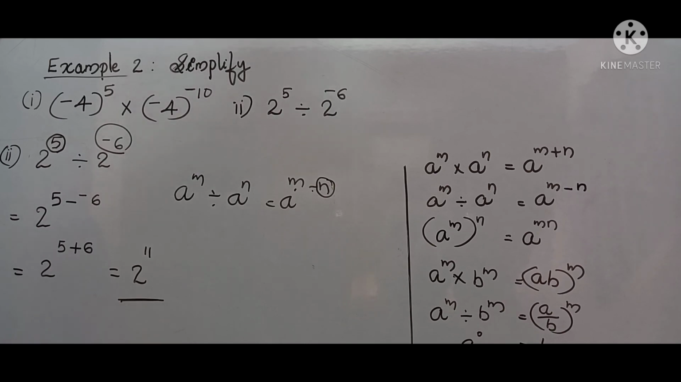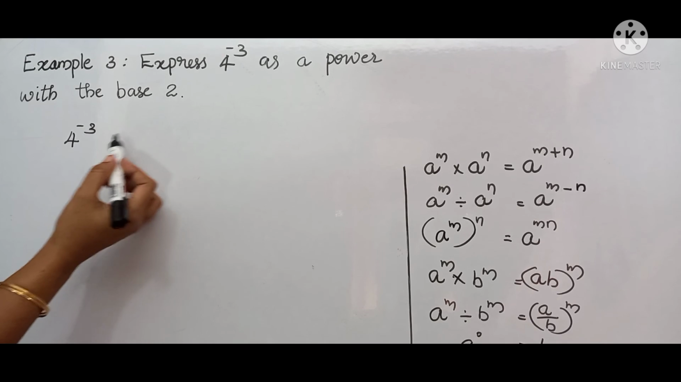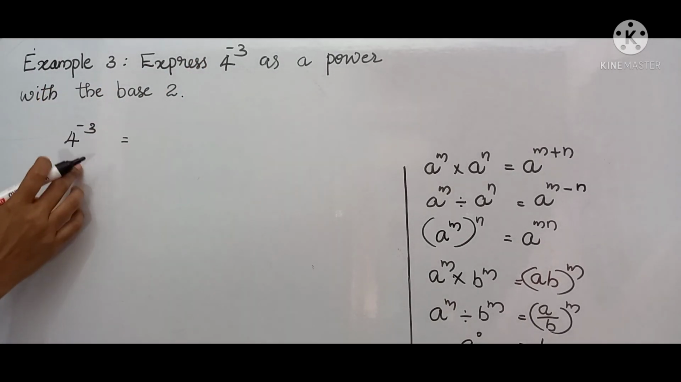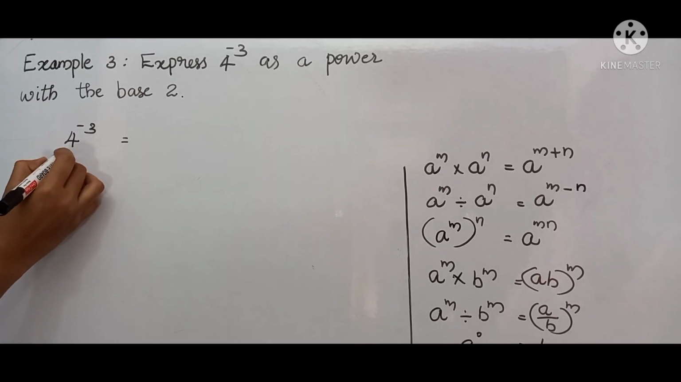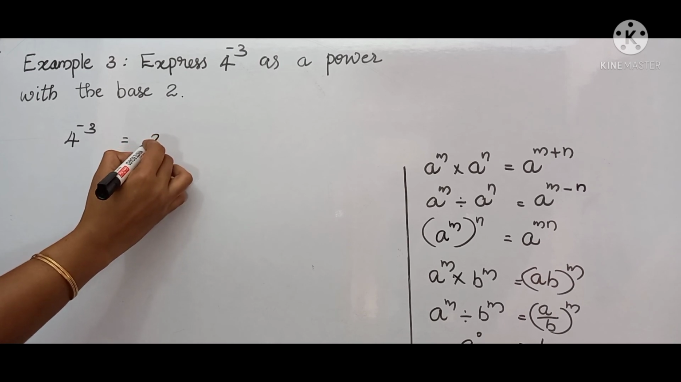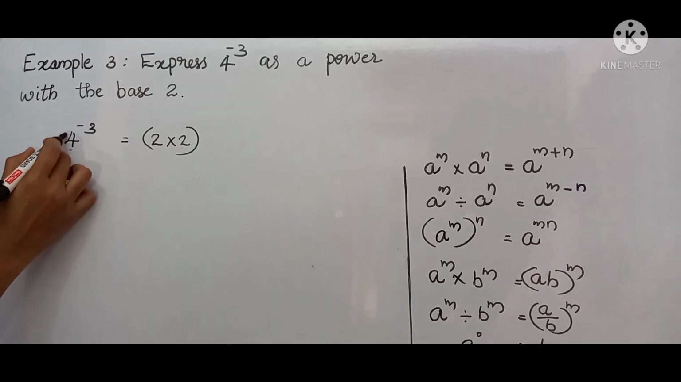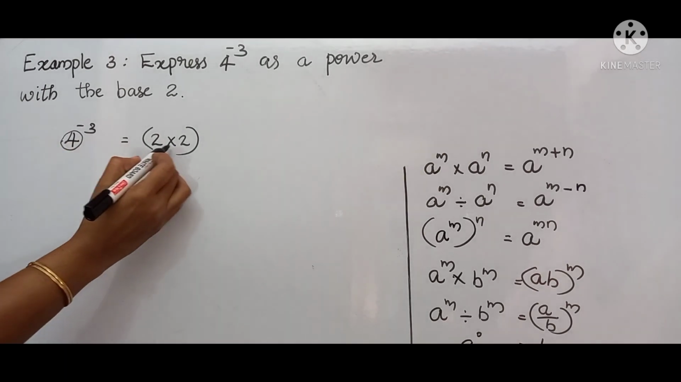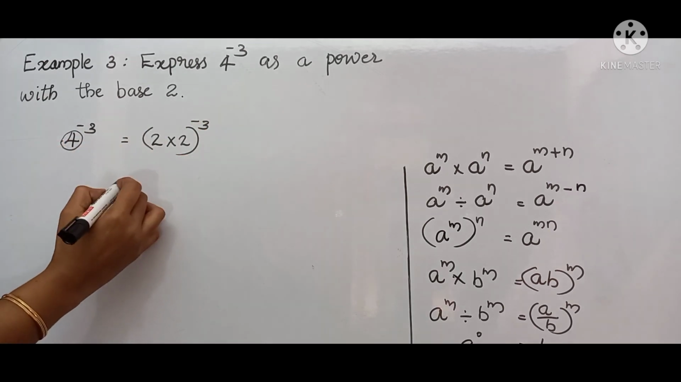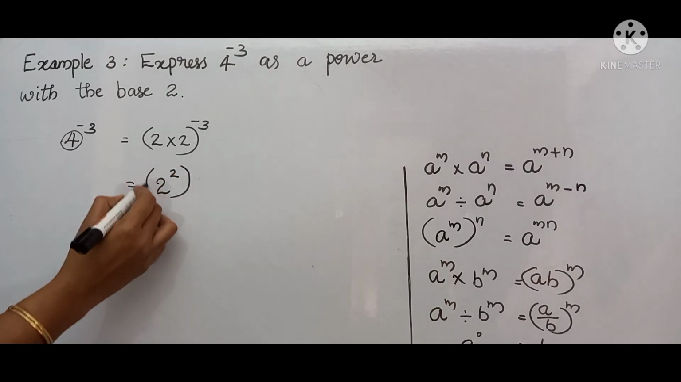This is our answer. Problem: express 4 raised to minus 3 as a power with the base 2. Here the given exponent is 4 raised to minus 3. And you know here 4 is the base. We have to convert this 4 as 2. That means we can write 4 as 2 into 2. Instead of that 4 only we have changed. 4 is equal to 2 into 2. Then raised to the power minus 3, we have to write raised to minus 3. That is equal to 2 into 2, we know it is 2 square, raised to the power minus 3.